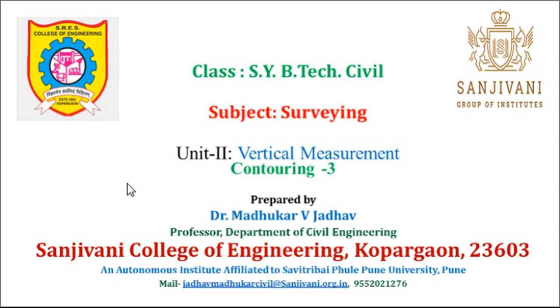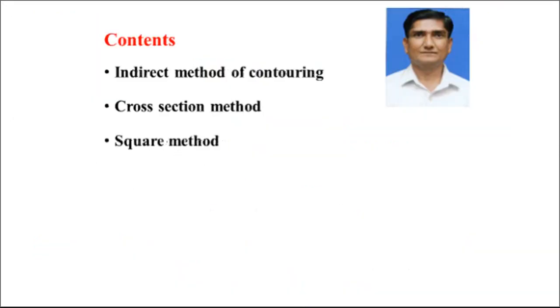In the previous lecture, we have studied various characteristics of contours, and also we have studied the direct method of locating the contours. In this lecture, we are going to study the indirect method of contouring, in that the cross-section method and the square method.